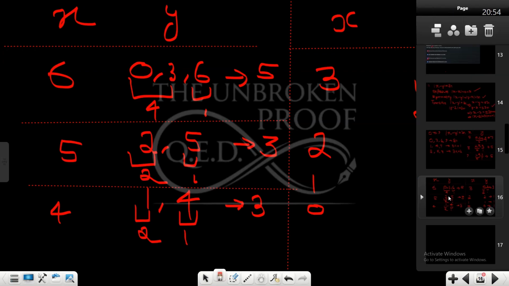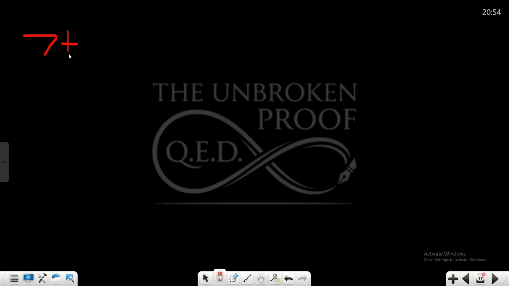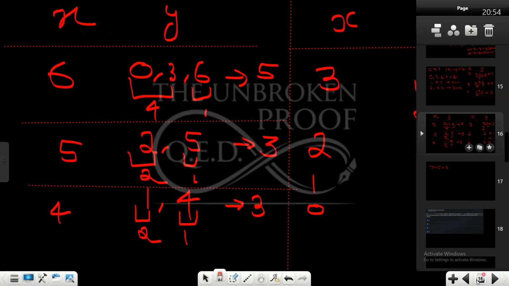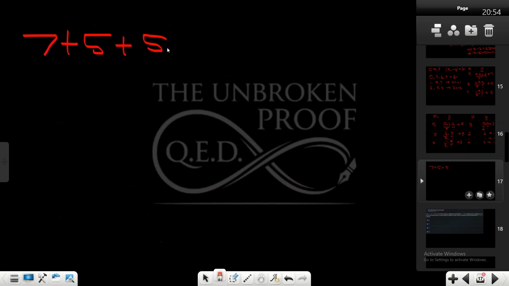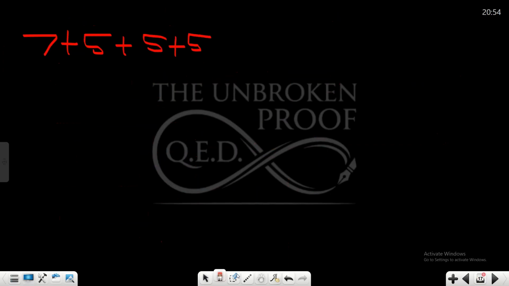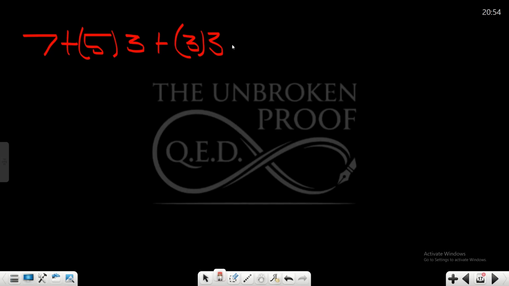Now let us see how many elements are there. In the first case we have 7, 5, 5. So finally we have 7 plus 5 plus 5. Then we have 5 plus 3 plus 3, let me write 5 into 3 over here. 7 plus 5 into 3 plus 3 times 3, and after this we have 3 times 1.